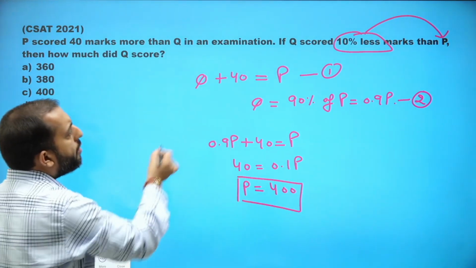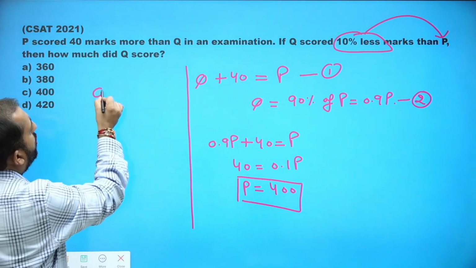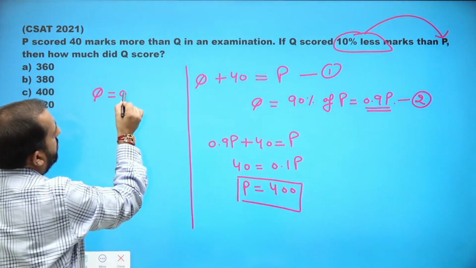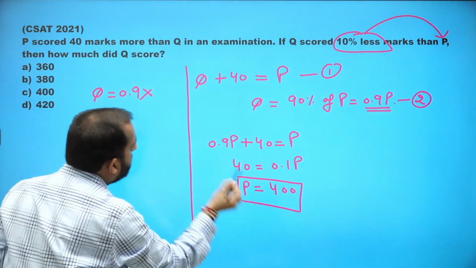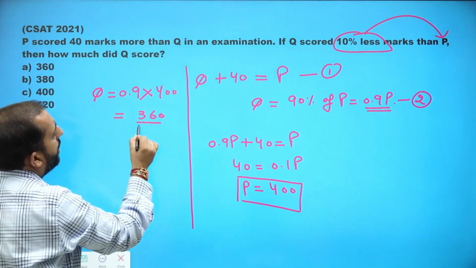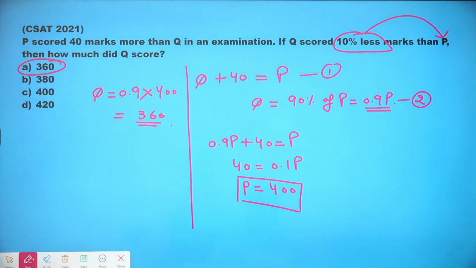Right? We are looking for the value of Q. So I know Q is equal to 0.9 P. 0.9 and the value of P is 400. So Q comes out to be equal to 360. Answer is option A. I hope class this is clear to everyone.